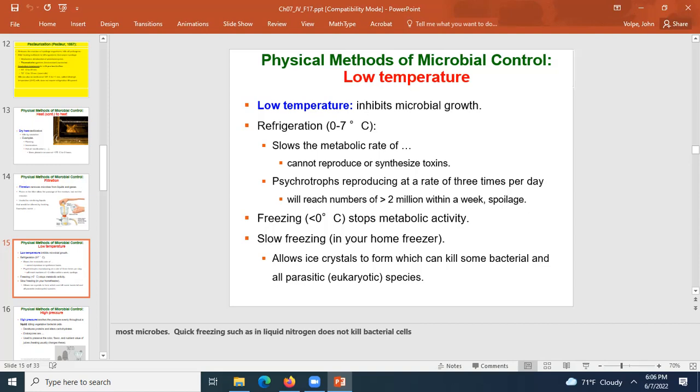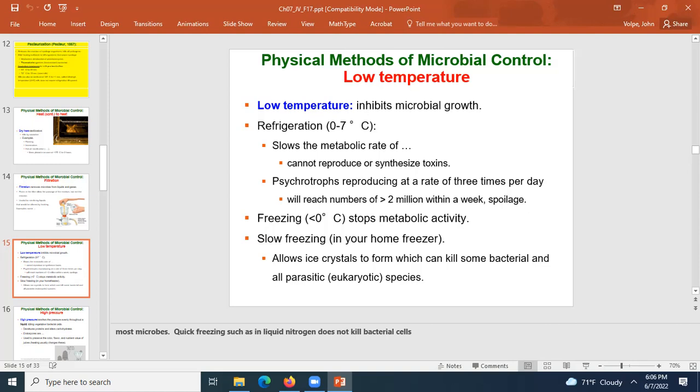They would replicate 3 times per day, and after about a week, we'd have about 2 million cells, which could cause food spoilage. So when you refrigerate things, you do not necessarily keep the food so that it can stay forever. All it does is give you a longer window of time. Like milk can be refrigerated at least 1 week after opening.